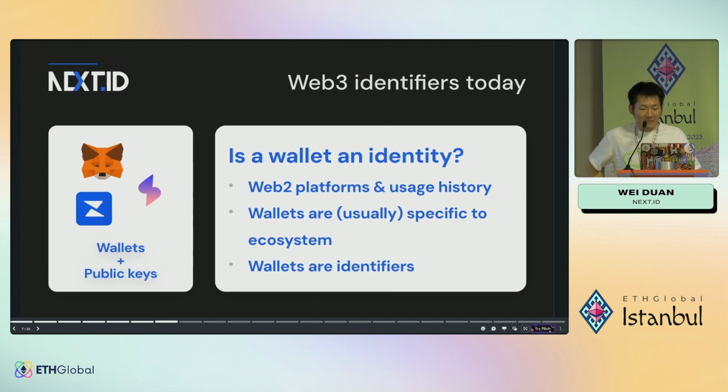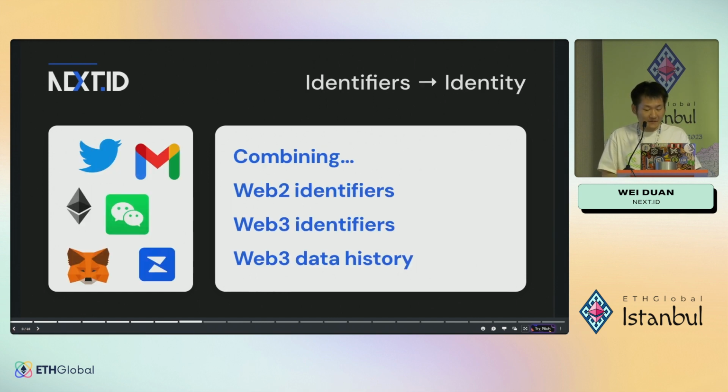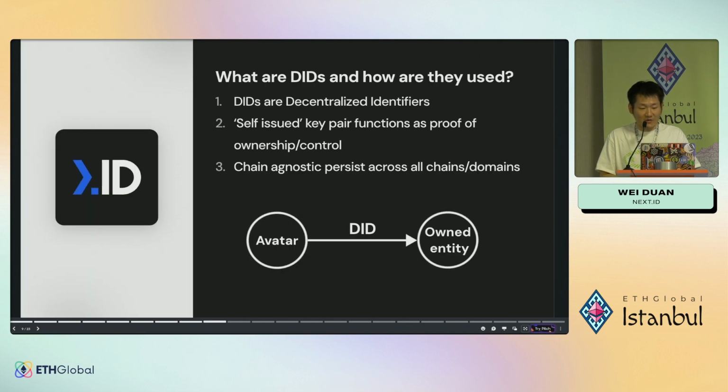We thought wallets are specific to ecosystems, like chains. So they are only identifiers. They cannot represent you. Let's make a metaphor here. In Web2, you have an identity card, then you have bank accounts in different banks, right? You wouldn't say your identity equals those bank cards. So we need to logically classify these as 2 different things. So by speaking of all this, we needed to combine all those Web2 identifiers, Web3 identifiers, and also the data histories on Web3. That's where we got this idea.